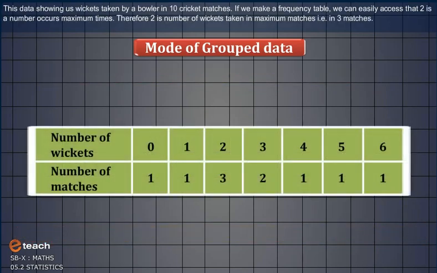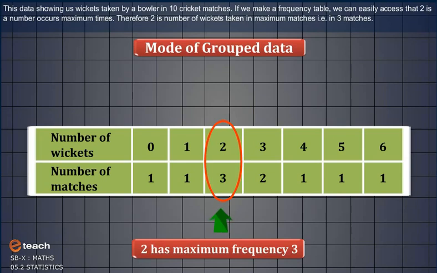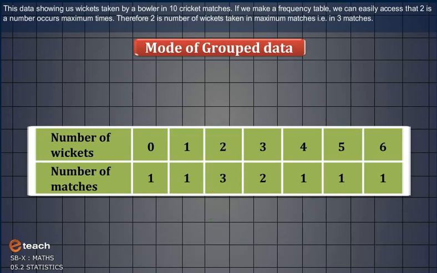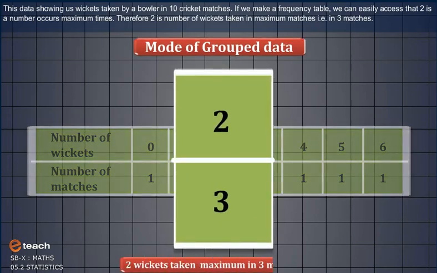This data shows the wickets taken by a bowler in 10 cricket matches. If we make a frequency table, we can easily see that 2 is the number that occurs the maximum times. Therefore, 2 is the number of wickets taken in the maximum matches, that is, in 3 matches.